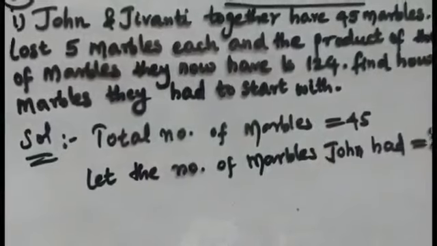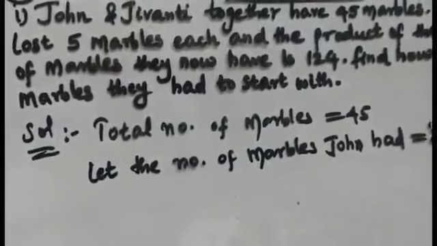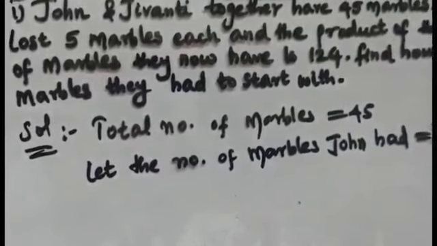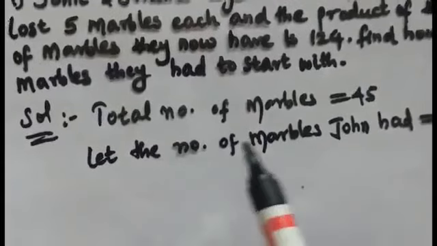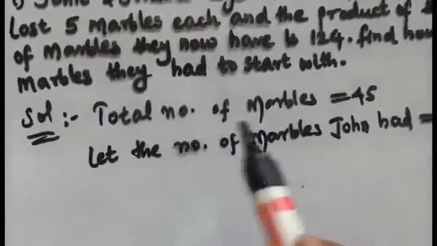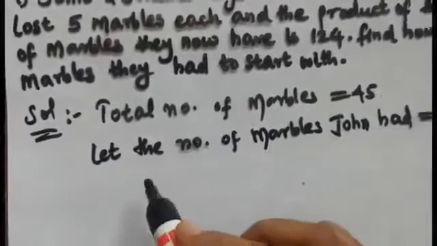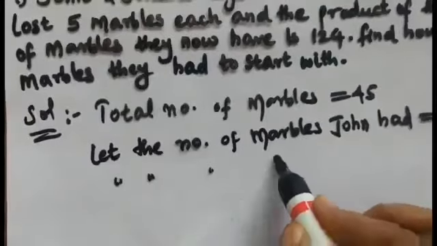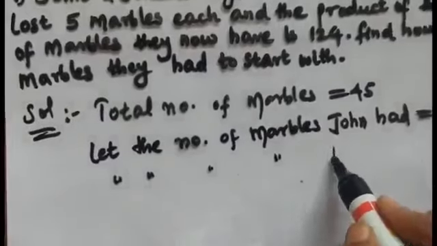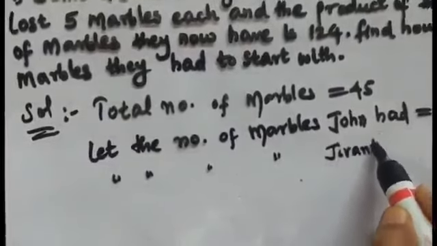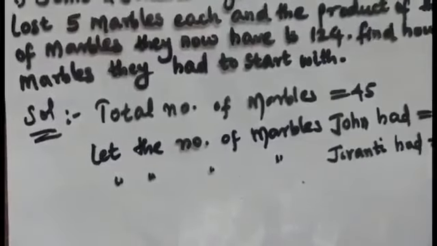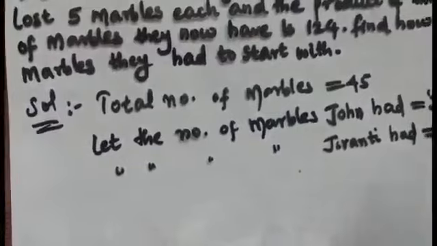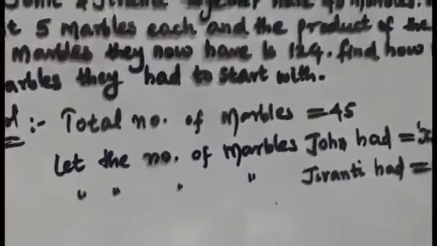For example, if I and my friend have 15 marbles together and my friend has 5 marbles, how many will I have? I will have 10. How am I getting this 10? Because I am doing 15 minus 5. In the same way, if John has X marbles, then Jeevanti will have 45 minus X marbles. I am writing this symbol which shows that it means the same thing. Simply I will change the character name here: Jeevanti had 45 minus X marbles. So this is the scenario before they lost their marbles.